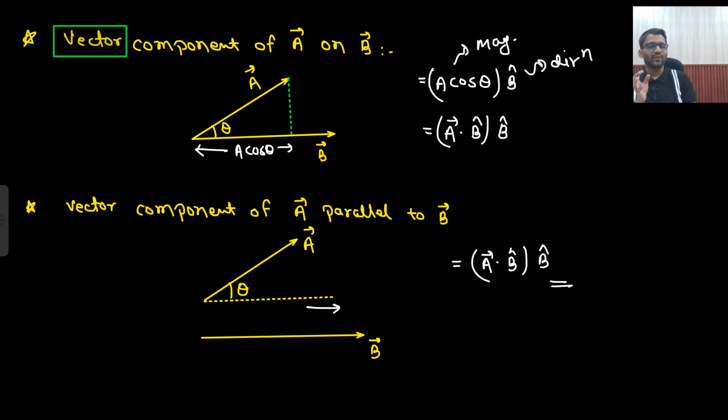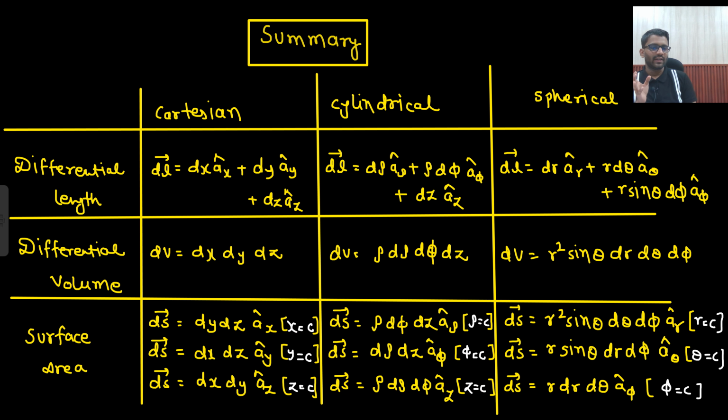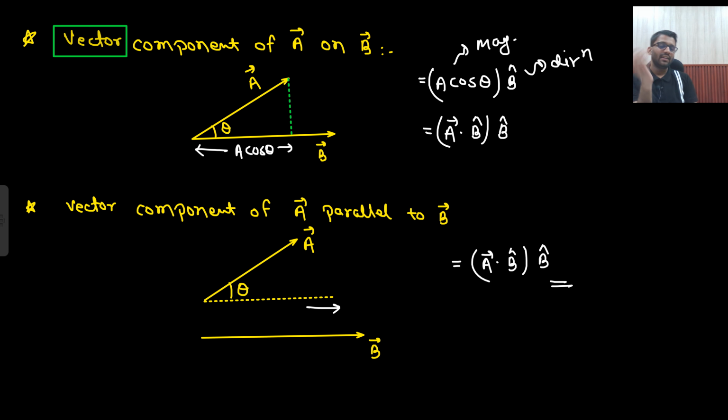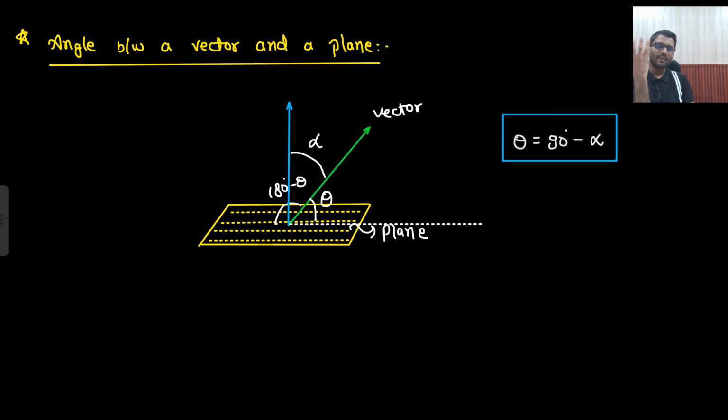So let's quickly revise whatever we have studied. First we saw the summary. Then we saw scalar component, both the same thing we have already studied: A vector dot b cap. If they are asking parallel, then also it is the same. If they are asking in a particular direction, if they are asking vector component, then you need to show the direction as well. Then we saw about the angle.